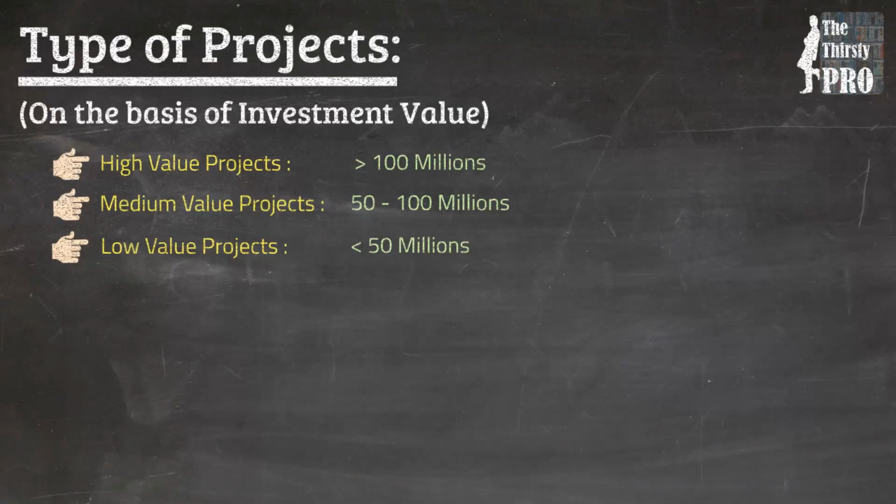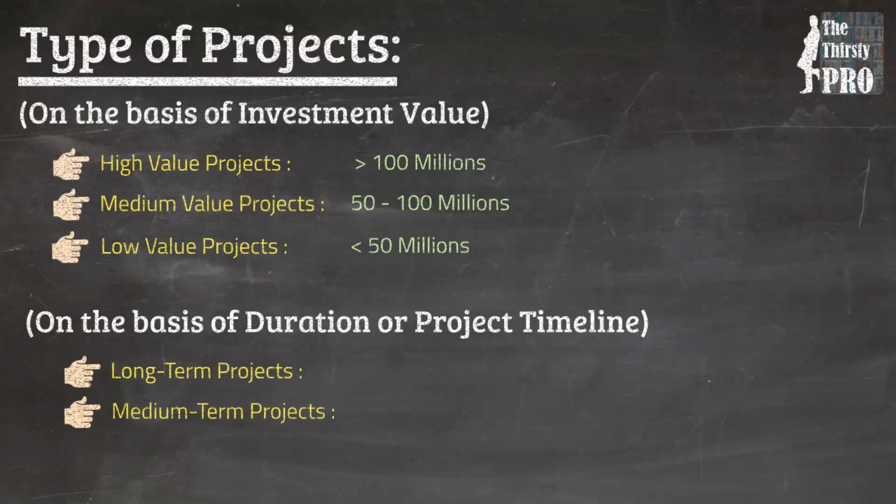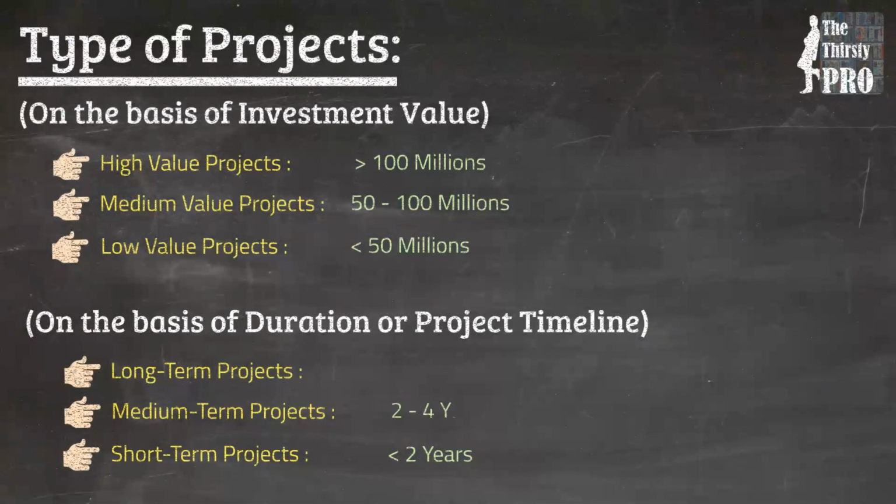Similarly, projects are also classified on the basis of project duration. Long-term projects, medium-term projects, and short-term projects. Projects that have duration less than 2 years are short-term. 2 to 4 years are medium-term. And more than 4 years are long-term projects.